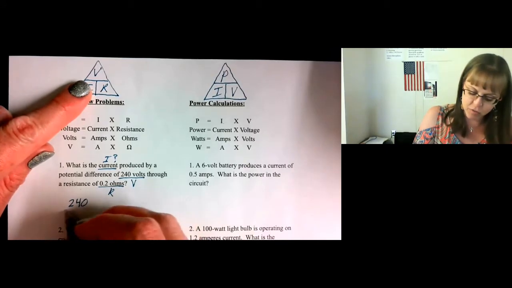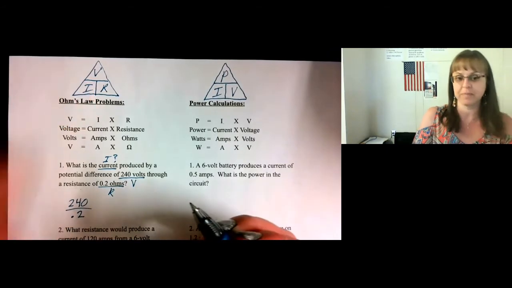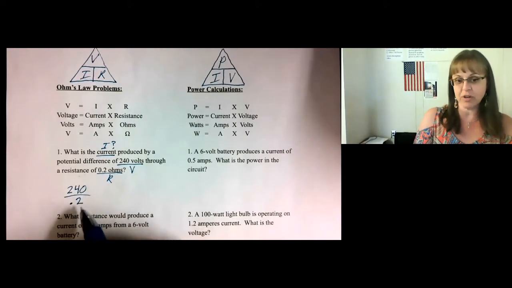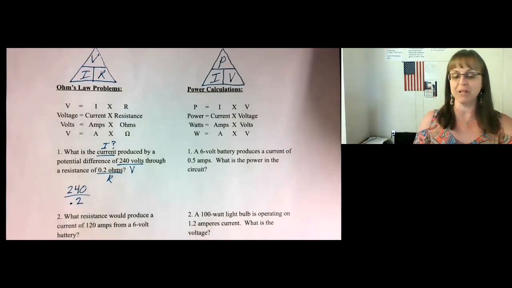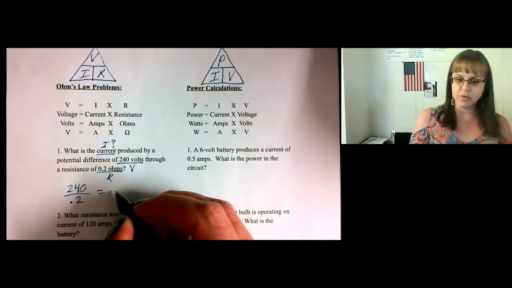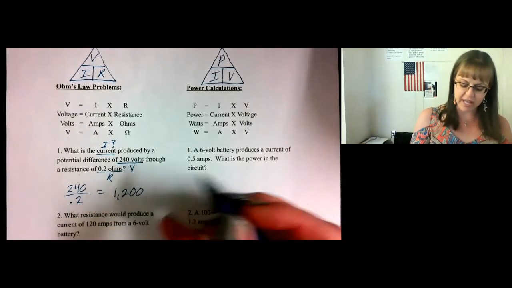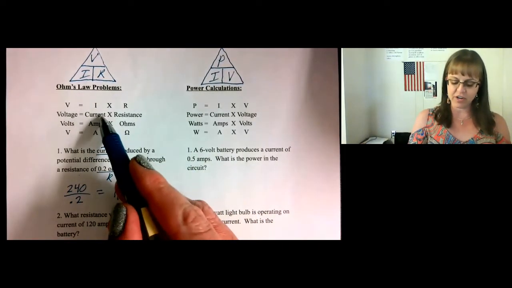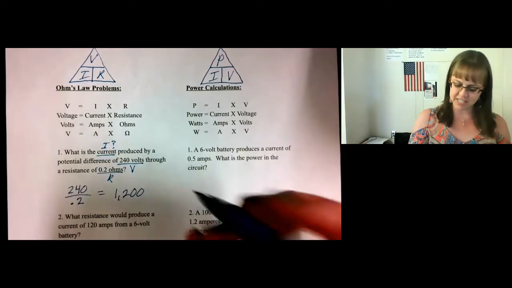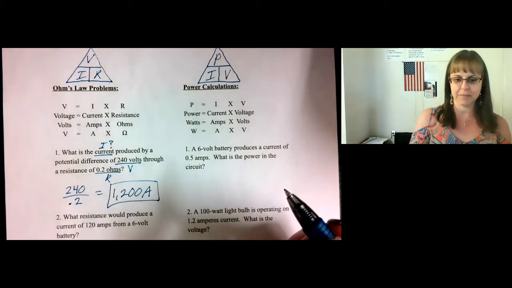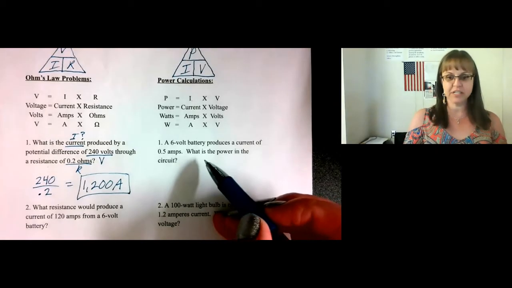So this is 240 divided by 0.2. That's all you have to show for your formula. Just show me the two numbers you used and whether they got multiplied or divided. Do your math, and you will get 1,200. Now, what unit is current? Oh, current is in amps, which is capital A. So it's 1,200 amps.